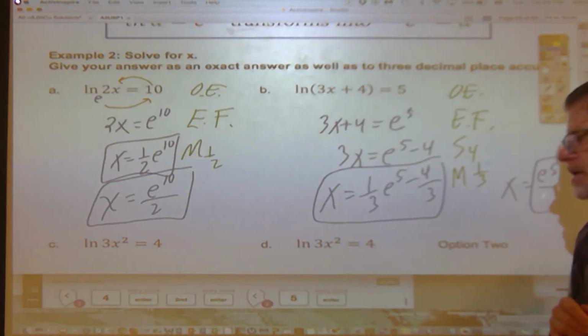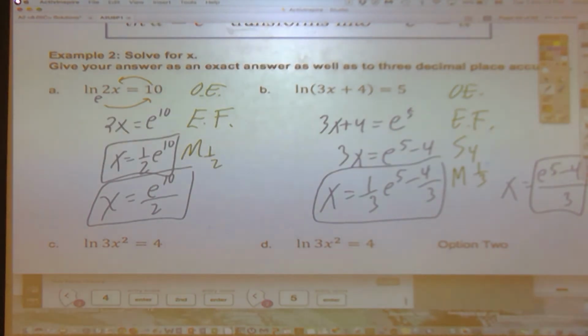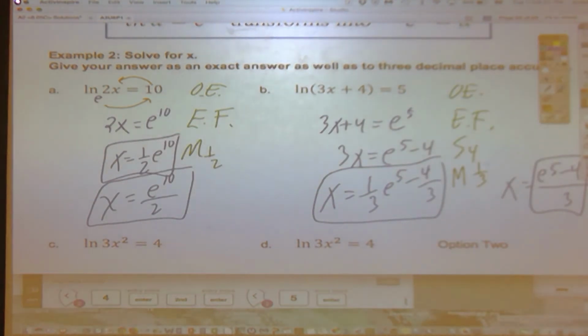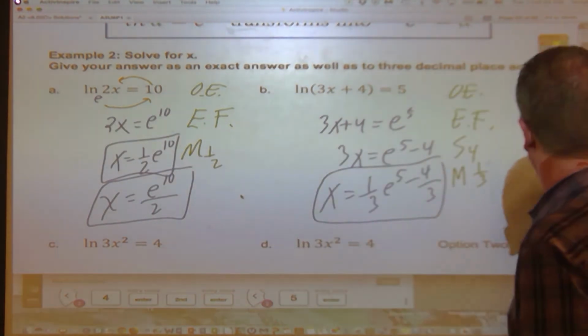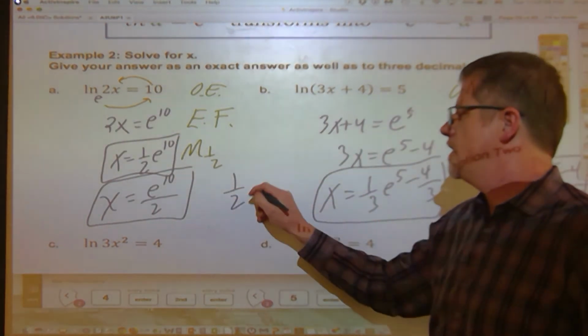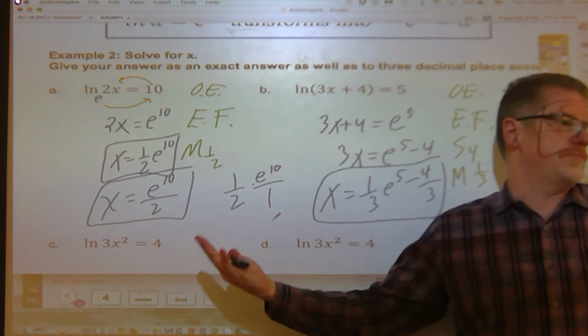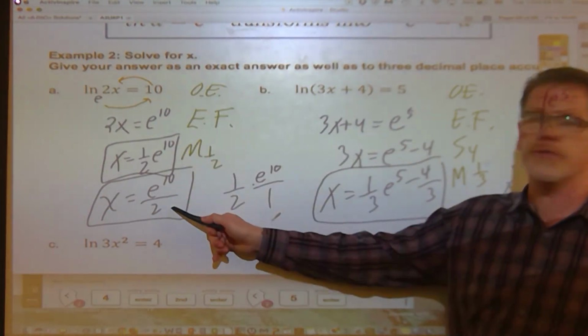All right. Now, letter C and D. Yeah, question, go ahead. On letter A, you do 1/2 e to the 10th. Can you re-explain, is it just because you divided by 2? Yeah, to show the harmony between these two answers, you could think of e to the 10th as e to the 10th over 1. And so when you multiply these two together, you get e to the 10th over 2. So that's why I would accept both of these as correct.